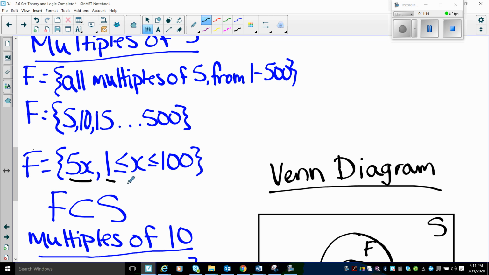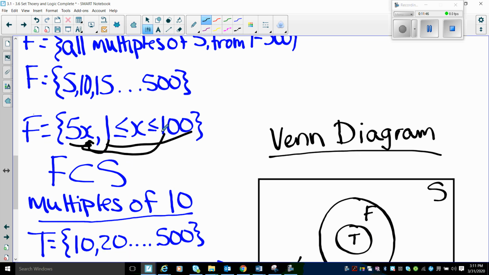And then now my restriction that I'm going to choose for my x's will be x can be anywhere between 1 and 100. Because if I sub in a 1 here for x, 5 times 1 is 5. And if I sub in 100 here for x, 5 times 100 is 500. So therefore, by using the shorthand notation, I've covered all multiples of 5 between 1 and 500 by just using this notation.